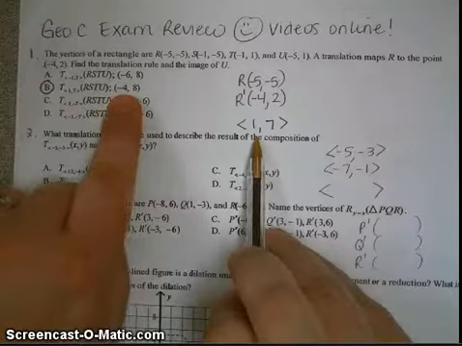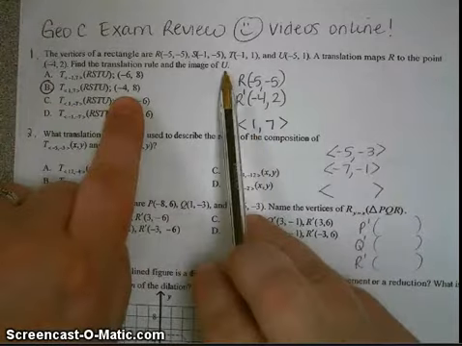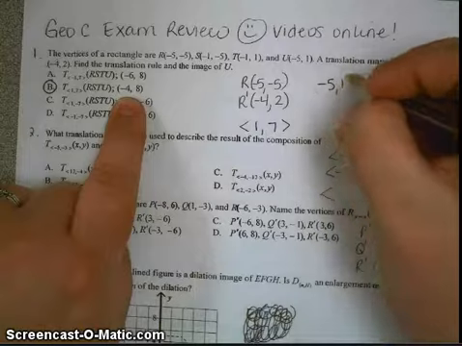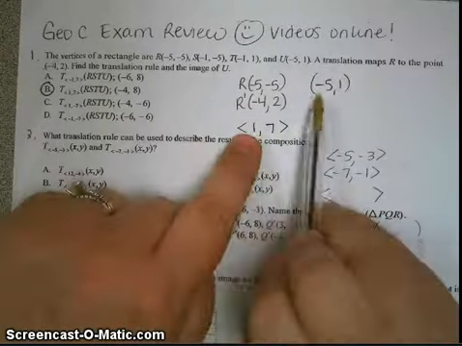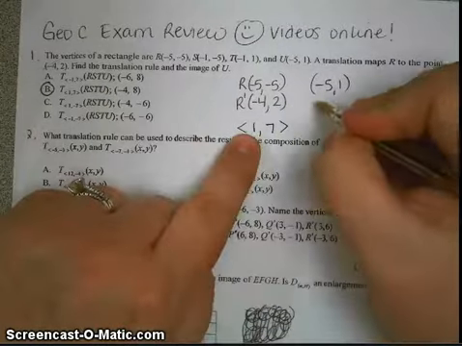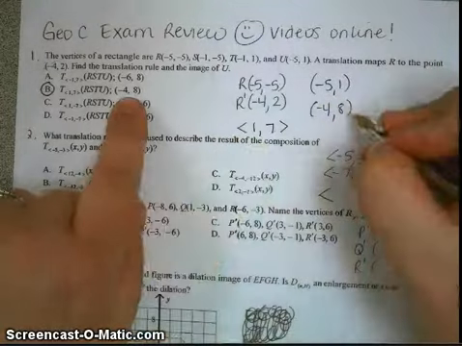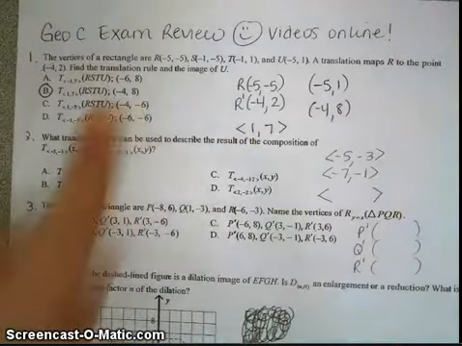But what they're asking here is, what would the coordinates of U prime be? So U is -5, 1. If I apply this vector, -5 plus 1 gives me -4, and 1 plus 7 gives me 8. So again, finishing the coordinate.